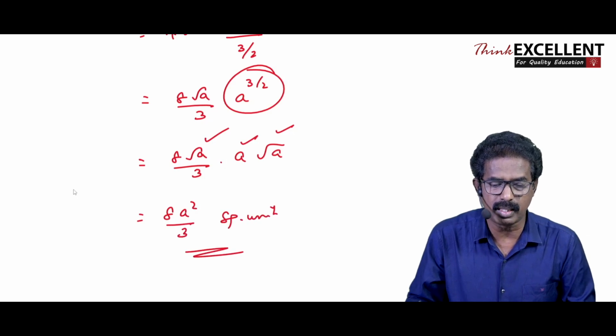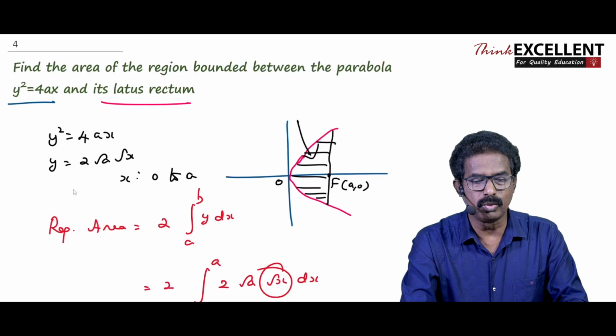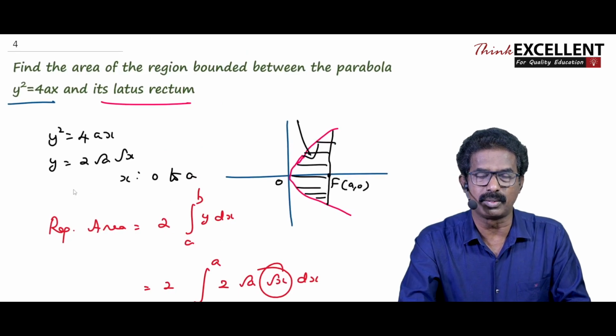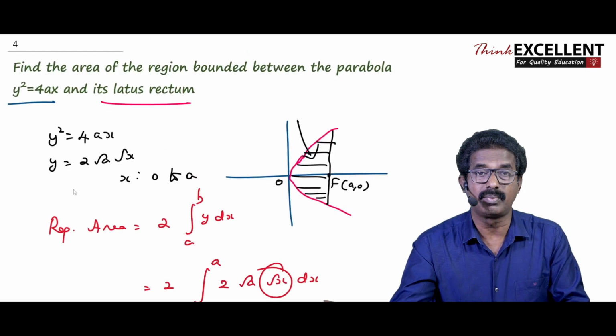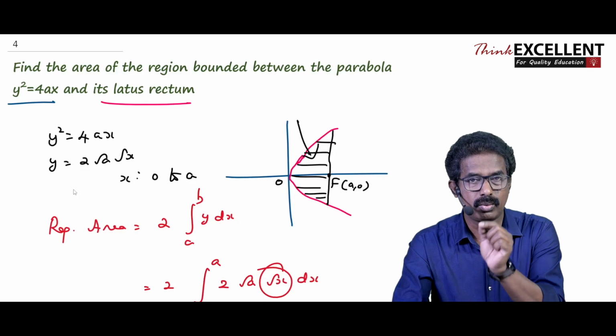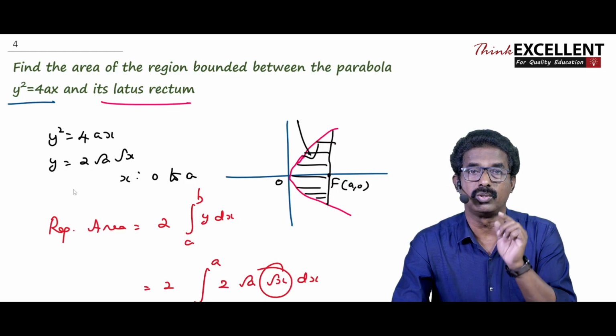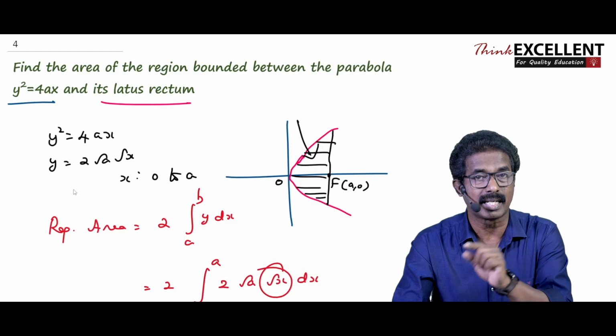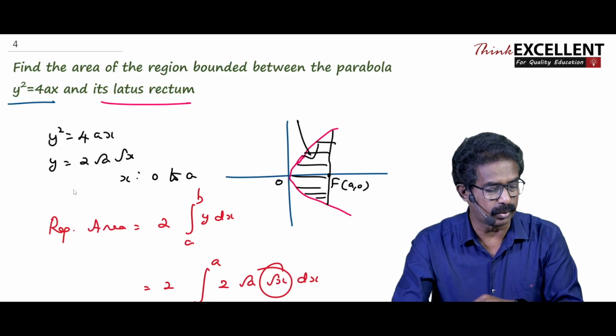Okay, so very simple one. Easily you can do. The only thing you must know: y square equal 4x represents what? Parabola, open rightward. What is this latus rectum? Through the focus, you draw a perpendicular line. So you must know what the focus is. Focus is a comma 0. And the limit 0 to a we gave, right?